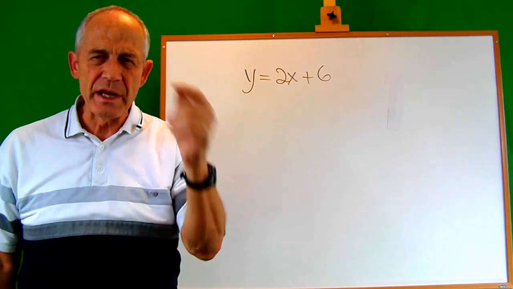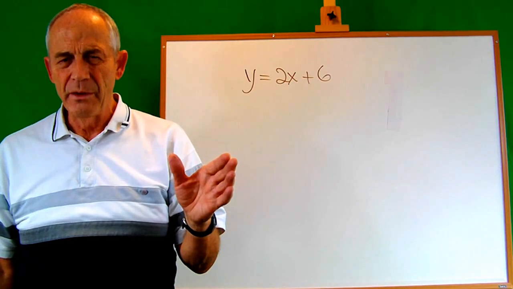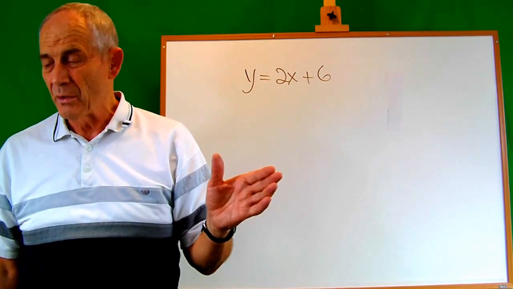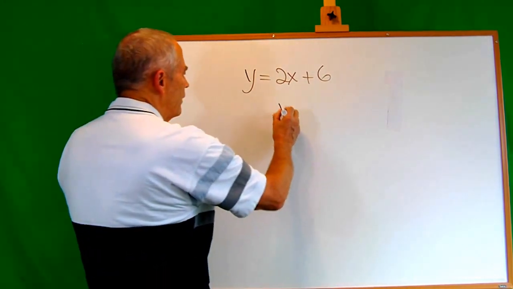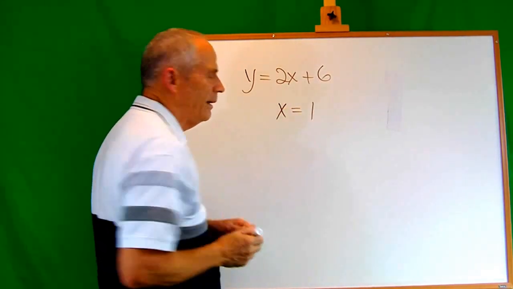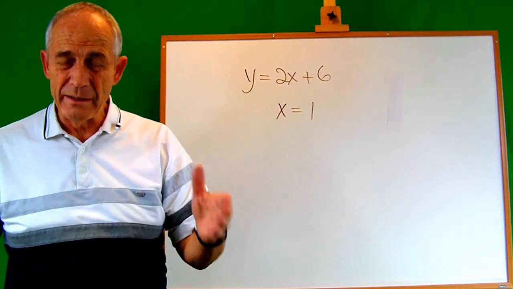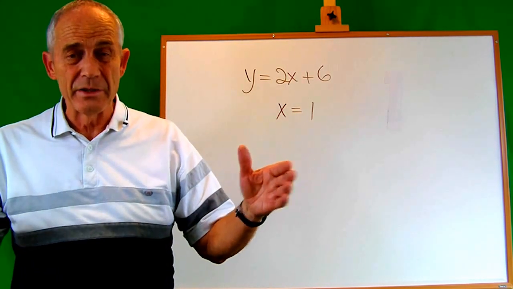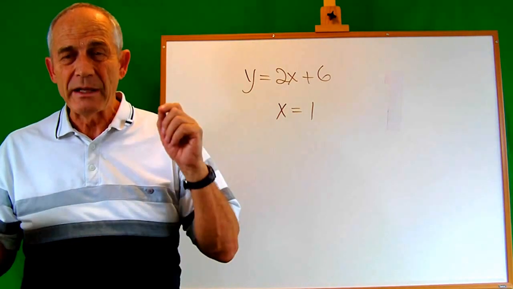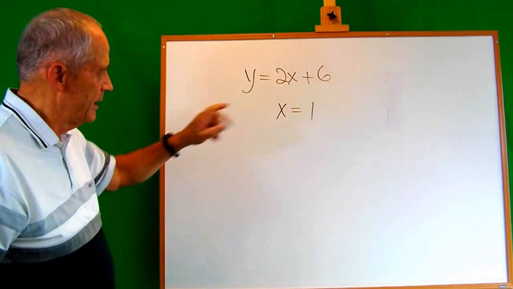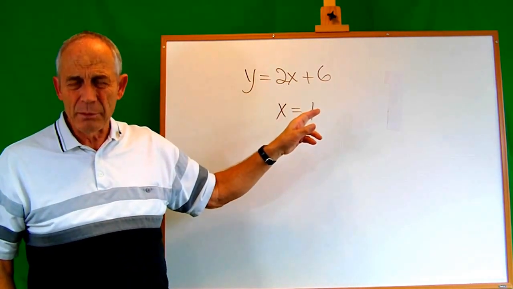If that's what you're seeing when you look at it, then it's going to be a whole lot simpler for you when you have to evaluate this equation. For example, if you're told that x is equal to 1, and you're asked to evaluate this for y, or basically what we're saying is just find out what y has to be, then you take that very little number. Remember what I said, this is 2 times some number plus 6. I'm going to add 6 to that product.